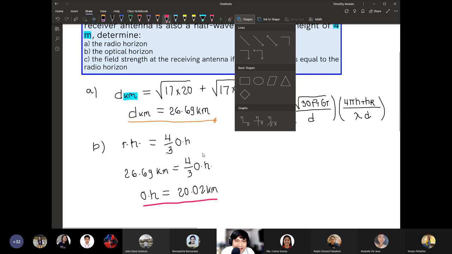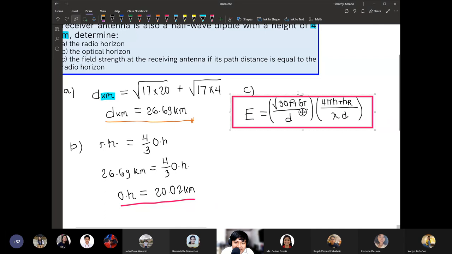Okay, may kinalaman yung antenna heights natin. Kasi, as you can see, antenna heights really matter sa space wave propagation. Sa sky wave, antenna heights are negligible. So, kaya walang kinalaman, in a sense. Alright? So, game. Let's do this.